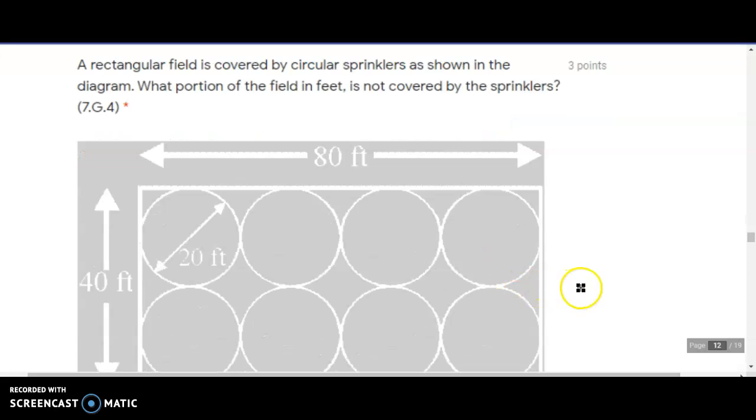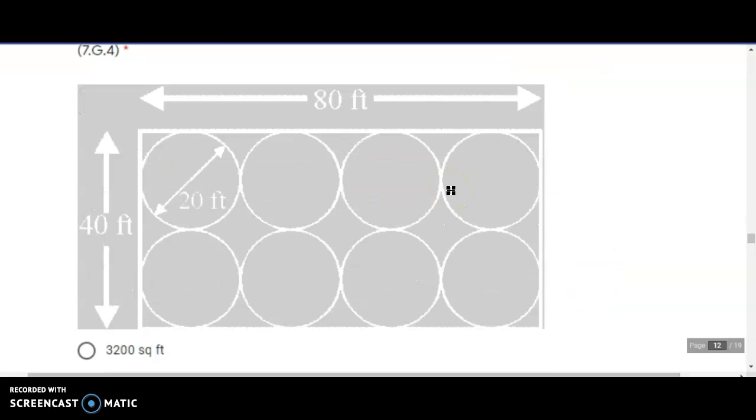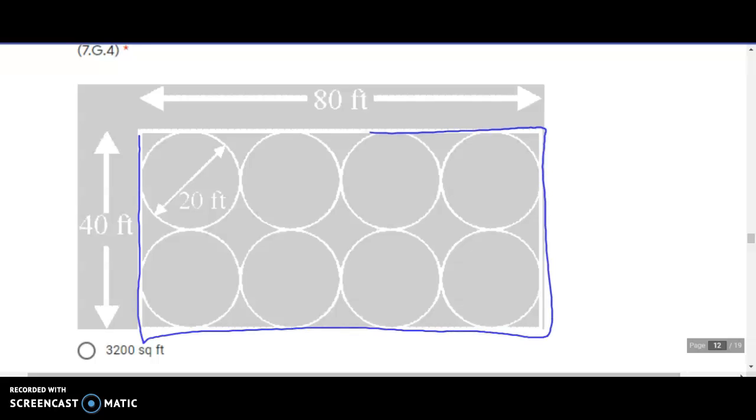So this rectangular field is covered by circular sprinklers. So basically what they want to know is, this field right here, this entire rectangle, has sprinklers all around it. But the sprinklers go in a circle, so obviously they don't hit these sections over here, right? So they want to know what part of the field, how much of the field doesn't get hit by the sprinklers.